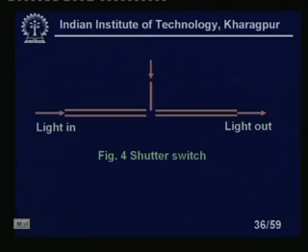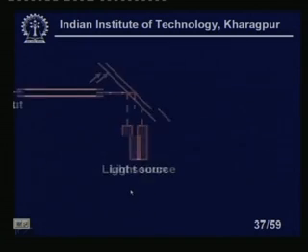This is a simple shutter switch. If the shutter comes down like this, what will happen? It will modulate the light, because the light intensity coming through will not get through. So, this is a shutter switch.